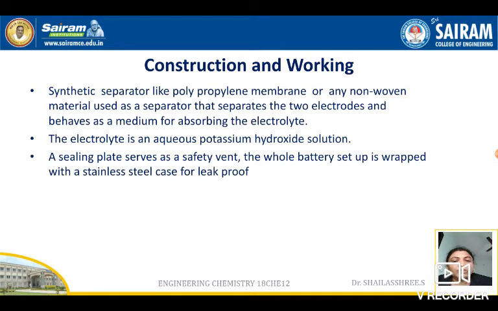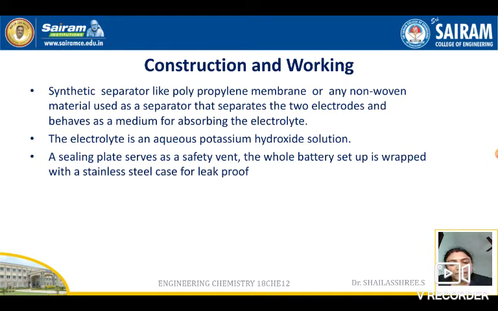The electrolyte used here is aqueous KOH, potassium hydroxide, and a sealing plate serves as a safety vent. The battery will be completely sealed with safety ventilation. In batteries the main thing is that safety ventilation must be there. Otherwise, inside the batteries, due to the redox reaction, some gaseous products will be formed. If there is no safety ventilation, the pressure will build up inside and there are chances for an explosion to occur.